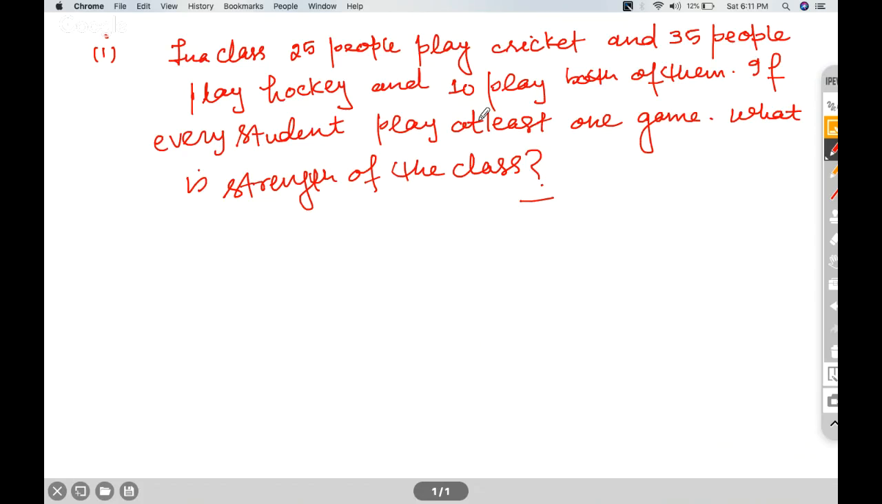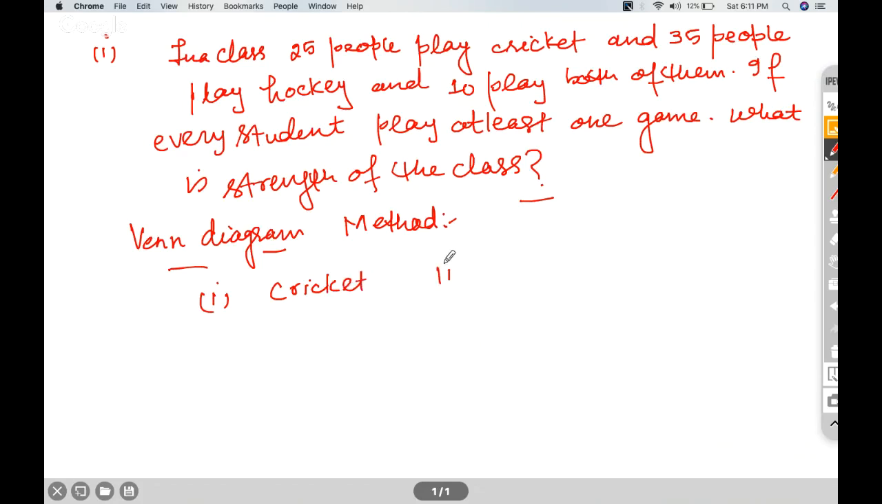Okay, try to understand. I'm solving it with the Venn diagram method. And what do I mean by Venn diagram method? A Venn diagram is nothing but a combination of circles, and I draw a circle for each variable. Here the first variable is cricket, and the second variable is hockey. So I draw two circles because I have only two sports, two variables.